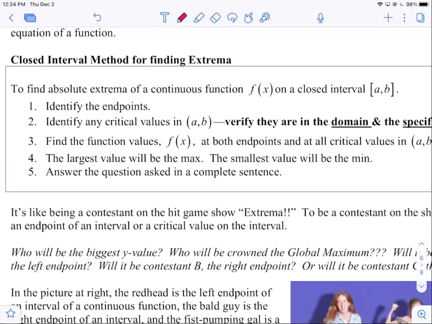Let me see if I can get my words correct here. Identify the endpoints. Find the critical values on the interior. All right, once we have all of the candidates, all we have to do is figure out what the Y value is at the endpoints and what the Y value is on the interior at the critical values, and then compare them. That's it. It's that easy.